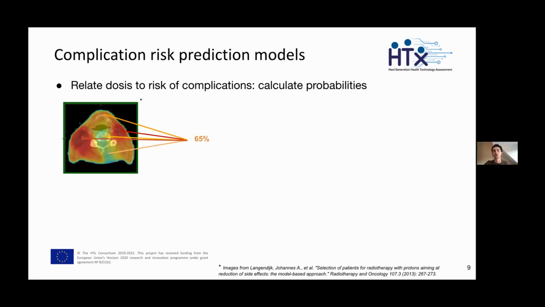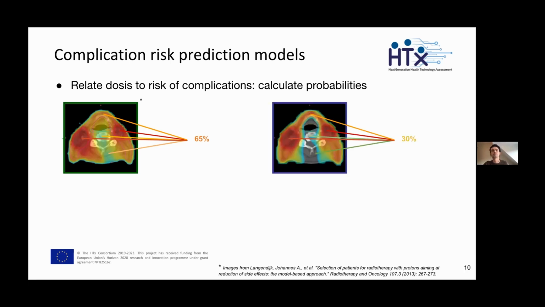I'm not going into too much detail about that, but what you could do then is calculate this risk for each plan. Then you can also look at the difference in risk between plans. So you could compare the risk of complications for this particular proton plan, compared to the risk of complications for this standard radiation therapy plan, for example. And if that is a large enough difference, so if there's a large benefit, then someone could qualify for proton therapy.